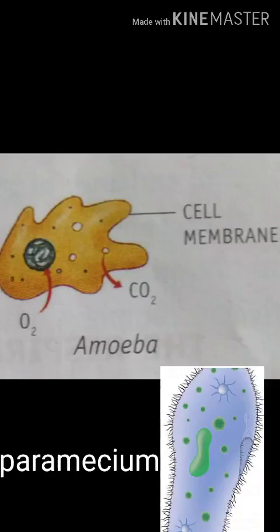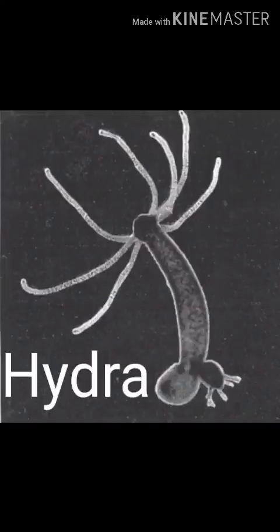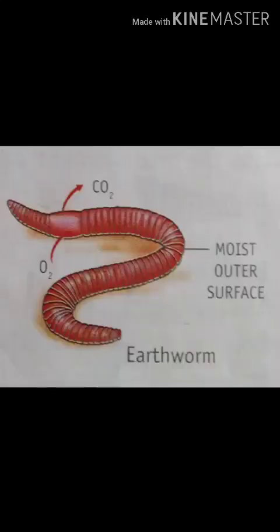Unicellular organism means the organisms which are made up of only one cell. Examples are amoeba and paramecium. In them, the respiration occurs through their cell membrane. And hydra and earthworm are multicellular organisms. In them also, exchange of gases takes place by diffusion through their moist outer surface. You can see here.